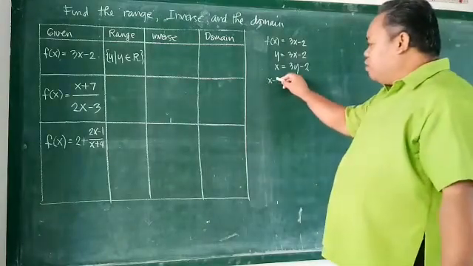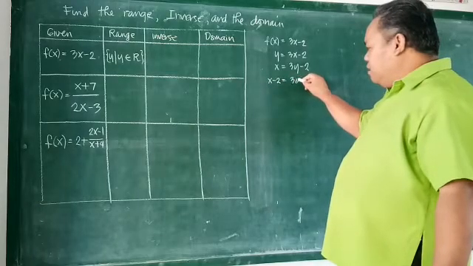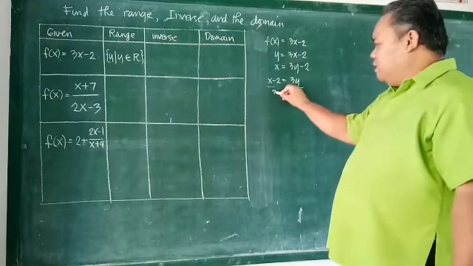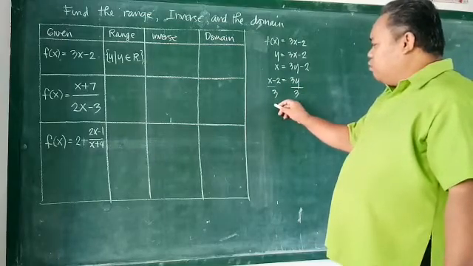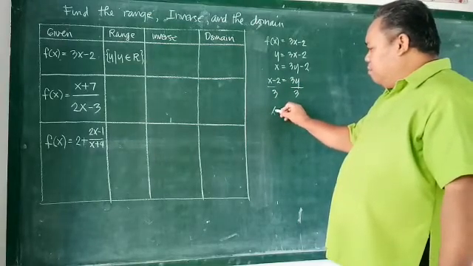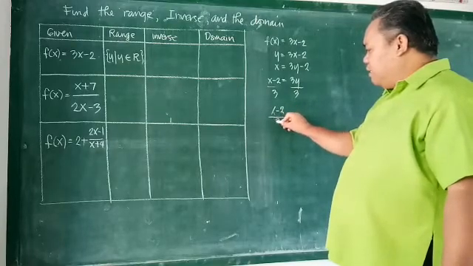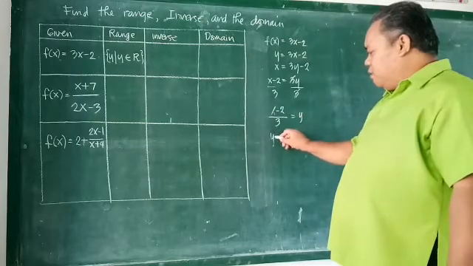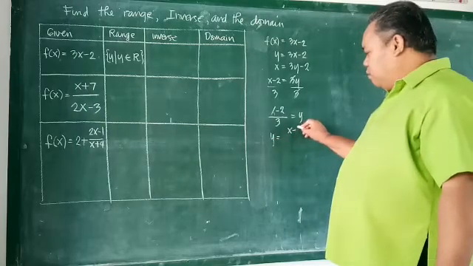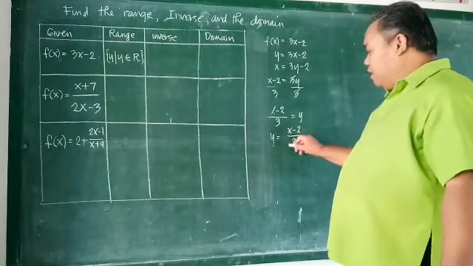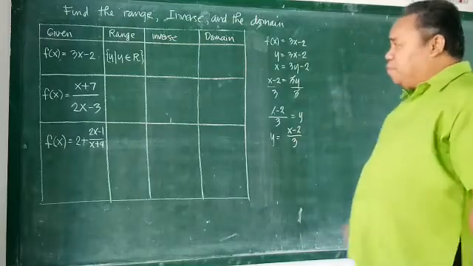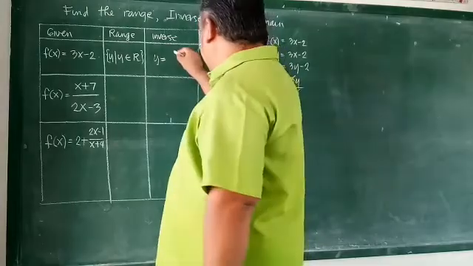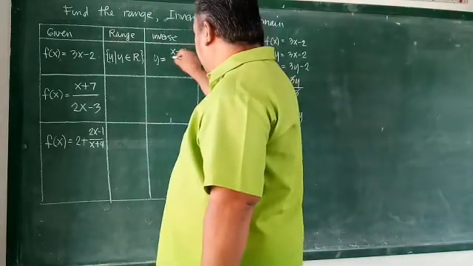So x minus 2 equals 3y. What's next? Divide both sides by 3. So this should be x minus 2 over 3, and this would be y. So y equals x minus 2 over 3. That will be your inverse. The inverse could be written as y equals x minus 2 over 3.